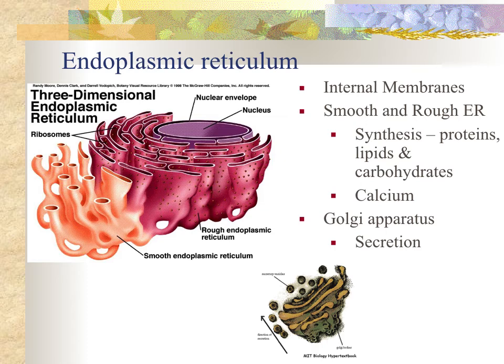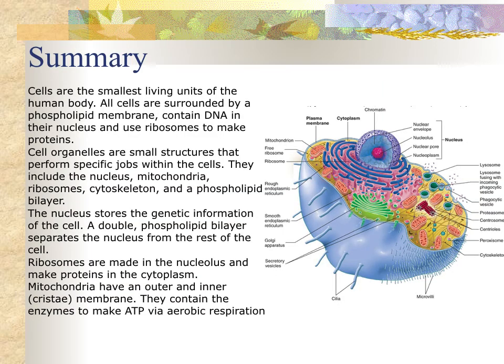Okay, so those are the basic parts of the cell. Most cells will have these things. Remember, cells are the smallest living units of the human body. All of them are surrounded by a phospholipid membrane. All contain organelles that perform specific jobs, including the nucleus, mitochondria, ribosomes, cytoskeleton, and a phospholipid bilayer. The nucleus is crucial. It stores the genetic information of the cell. It's separated from the rest of the cell. It contains the DNA. Ribosomes are also important. They're made in the nucleus in a part called the nucleolus, and then they're found active in the cytoplasm, and they make proteins. And then mitochondria have membranes, and they contain the enzymes needed to make ATP using oxygen. That's aerobic respiration. Okay, I'll have more on cells in the next program.